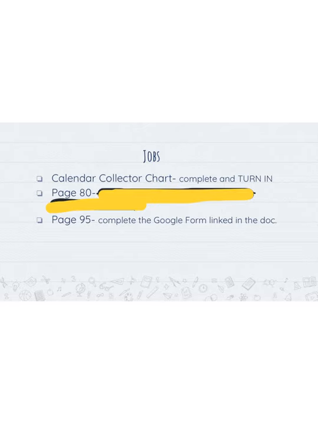So you have 3 things, 2 of which we will be looking at: the calendar collector chart, page 80, and page 95. Make today a great math day.